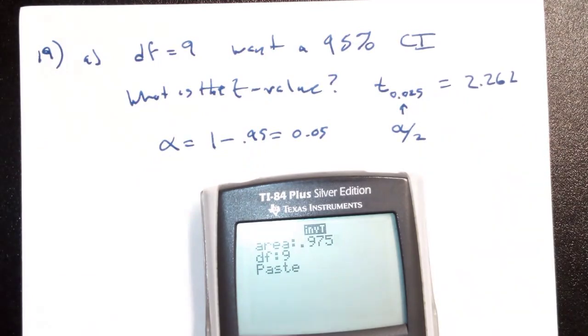9 degrees of freedom. I hit the paste button. And there's my 2.262. I have to know 1 tail to use the calculator, not 2.